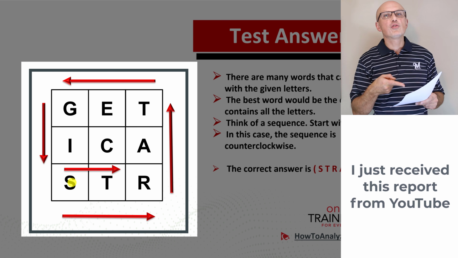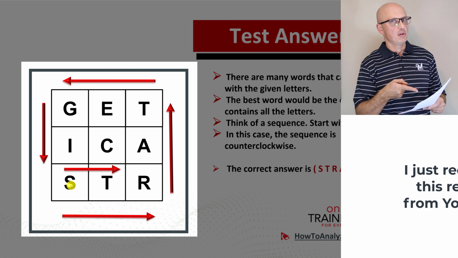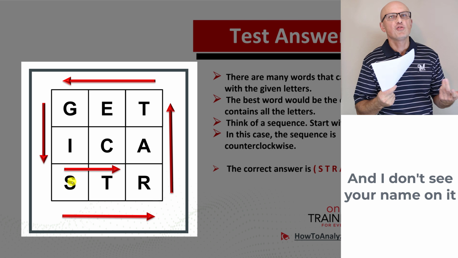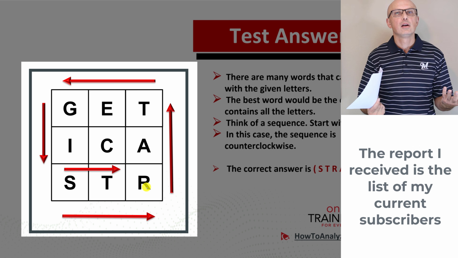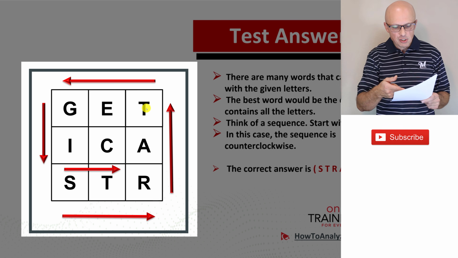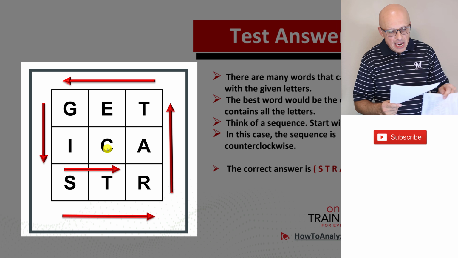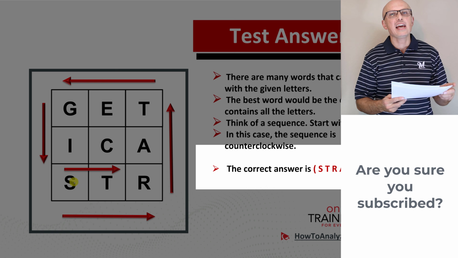We have the word strategic, which is formed starting in the bottom left corner. If you start in the bottom left corner and then flow from right to left, then from bottom to the top, from left to right, and then end your word in the middle, you will form the word strategic.